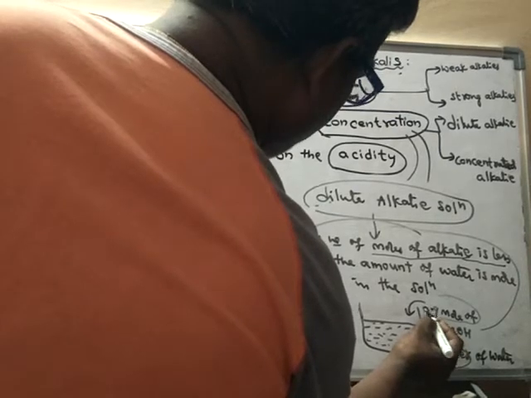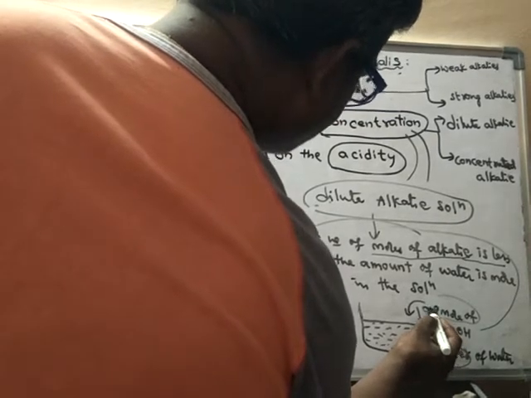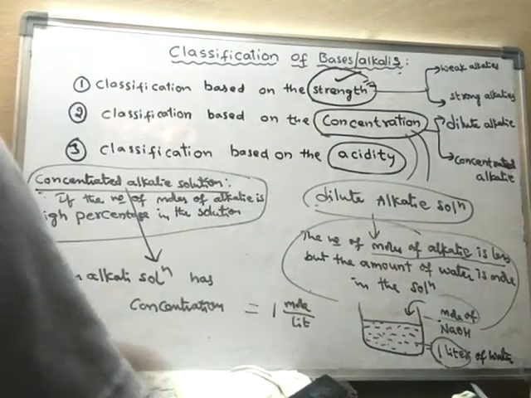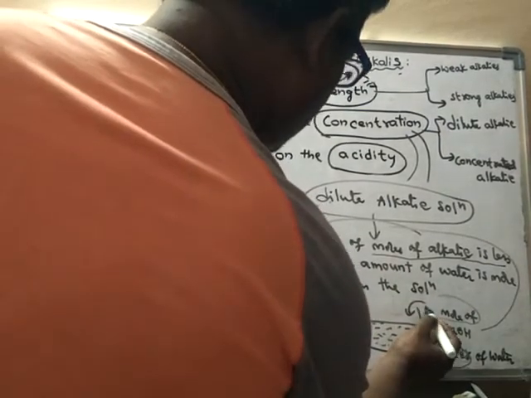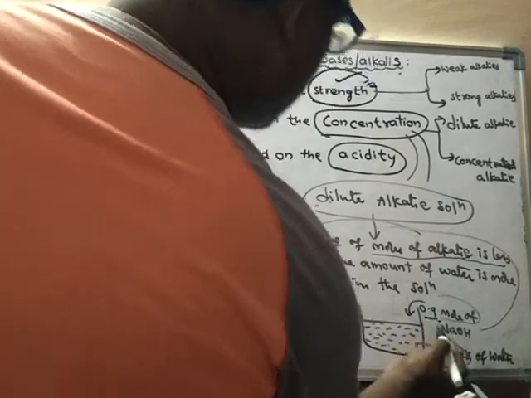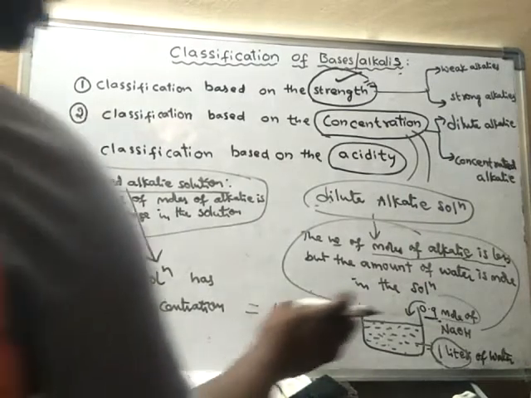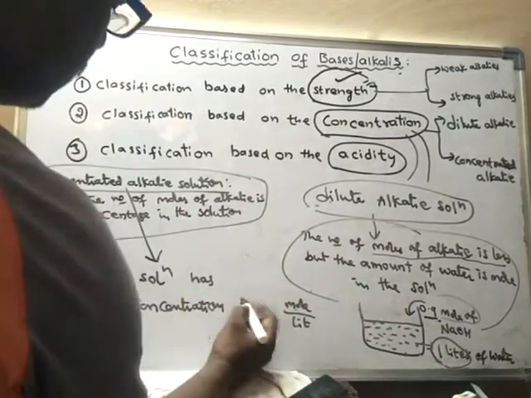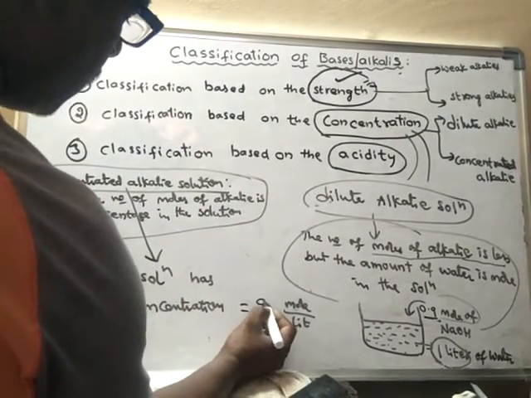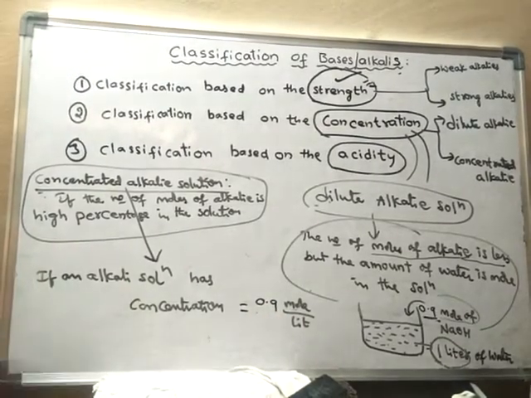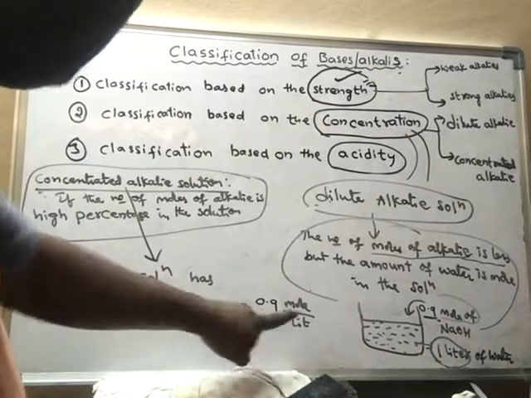Is it less than 1 or not? 0.9. If I add only 0.9 mole of NaOH in 1 liter of water, then what is the concentration now? The concentration is said to be 0.9 mole per liter.